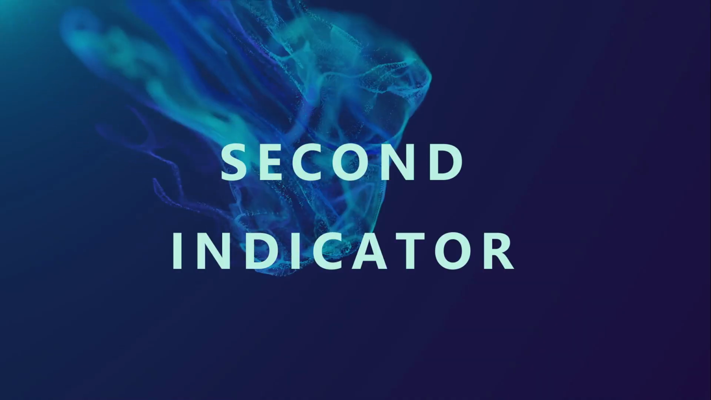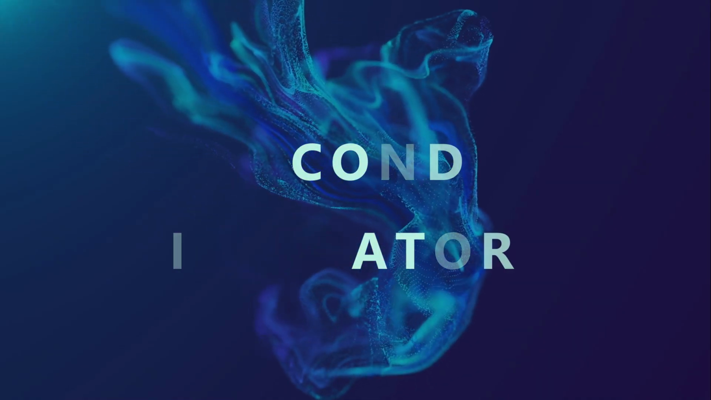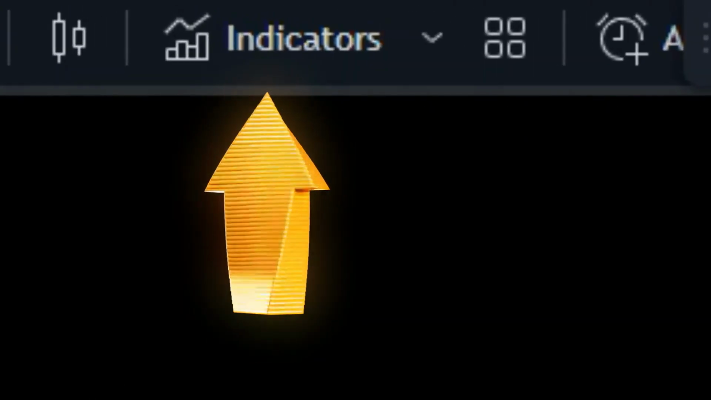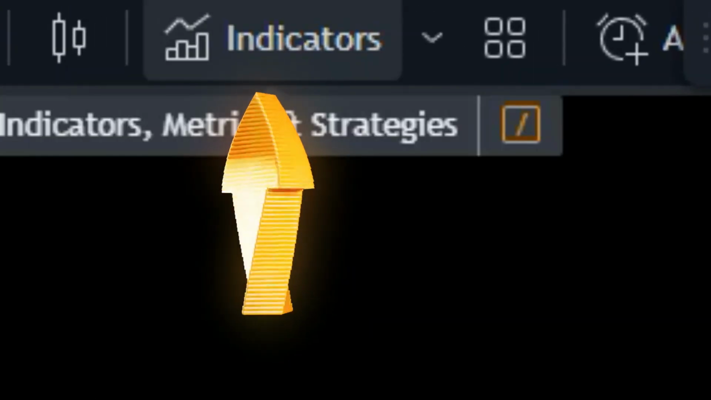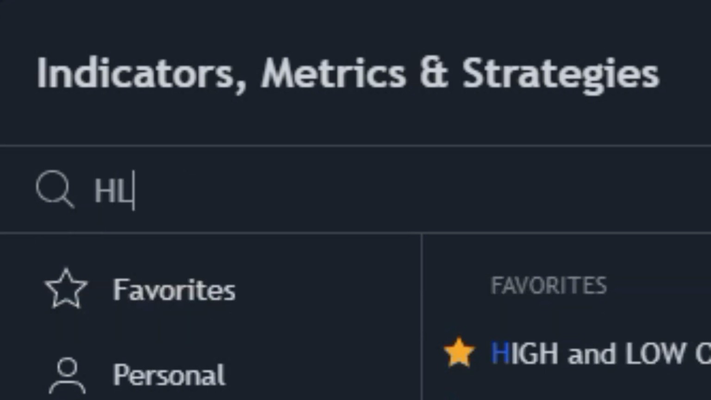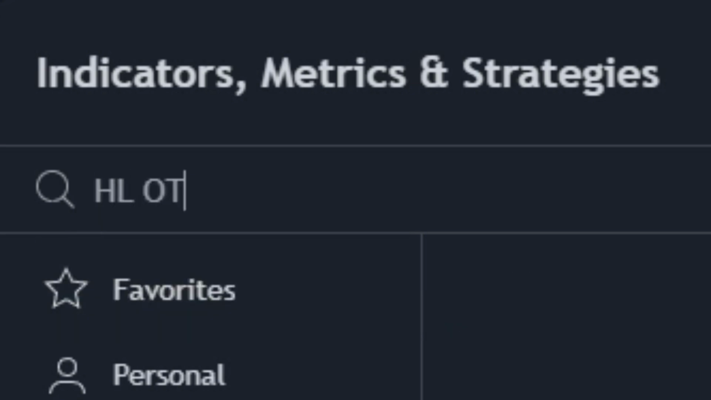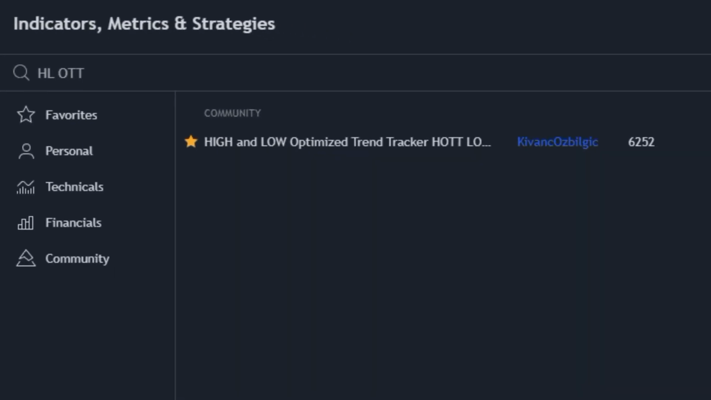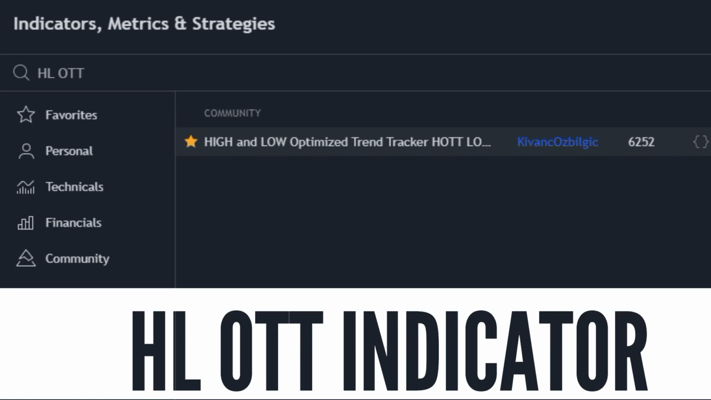Now, back to the second indicator. Look up at the top of your screen and you'll see the indicators tab. Give it a click and boom, you'll see the search bar just waiting for your next move. This time, you're searching for the HLOTT indicator. That's our secret weapon for confirming those trades.